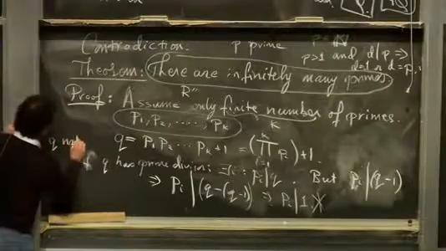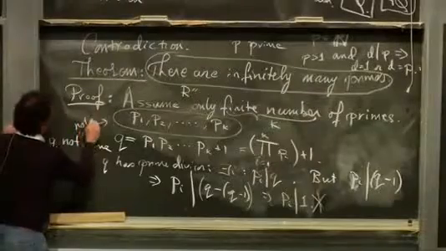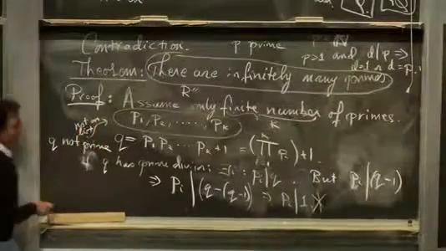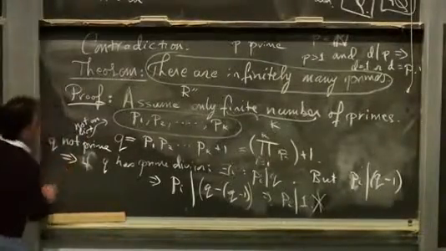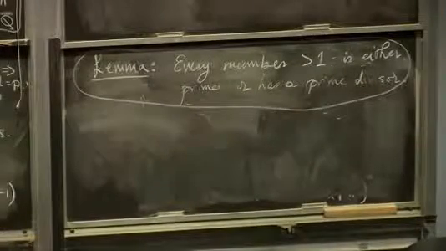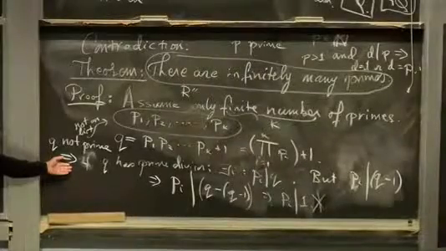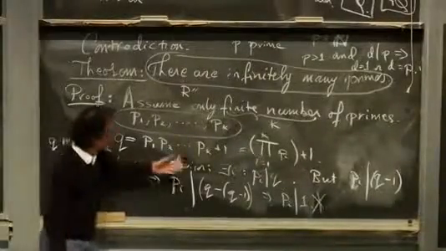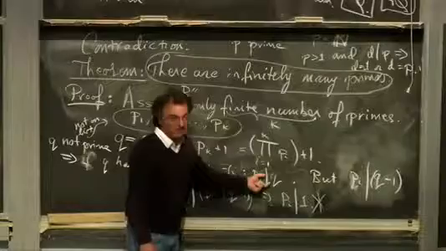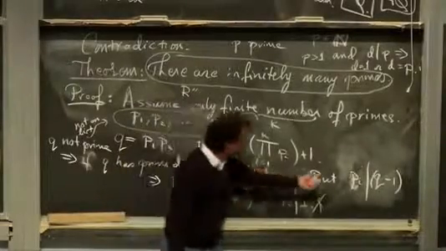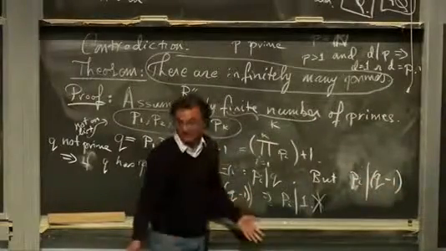Q is not prime, right? Because it's not on the list. It's bigger than the numbers on the list. Therefore, from the lemma, we know that it was either prime or it has a prime divisor. So it must have a prime divisor. So there must be some one of these numbers on the list which divides Q. But then we also notice that that number divides Q minus 1. And so that implies it divides 1, which is a contradiction.